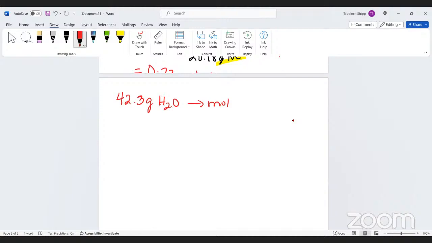And yes, Brian, this is considered dimensional analysis. Yes, that is correct. Compounds have molar mass as well, Giselle.